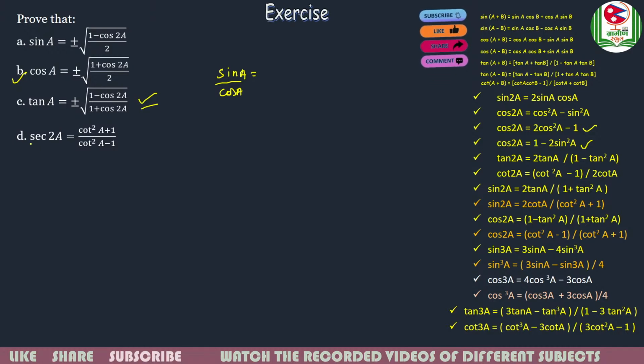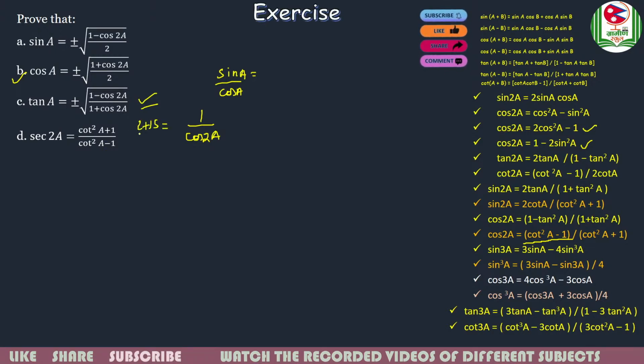Here in D, sec 2A equals cot square A plus 1 upon cot square A minus 1. Here sec 2A is 1 by cos 2A, and we have expressed this cos 2A in terms of cot. So cos 2A equals cot square A minus 1 divided by cot square A plus 1. Just put the value of this cos 2A equals cot square A minus 1 upon cot square A plus 1.